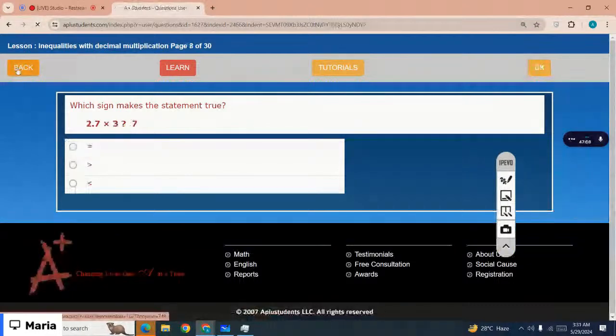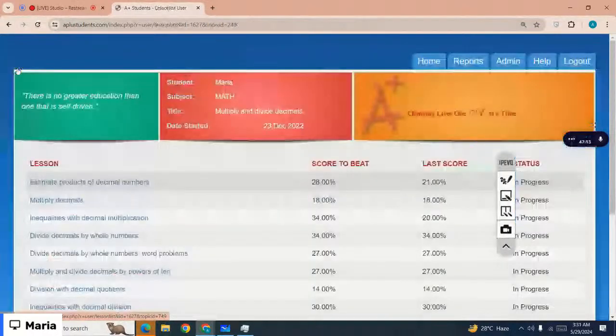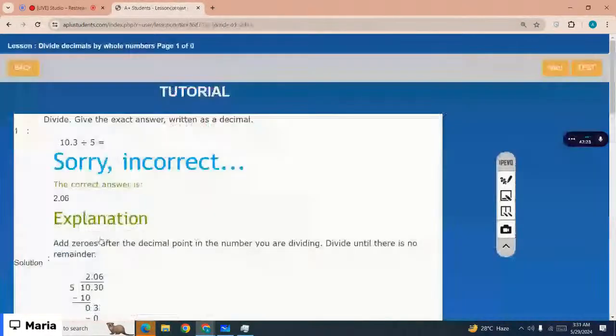Let me just move on to the next example and the next lesson, and the next lesson is divide decimals by whole number. So let's just see how we divide the decimals by the whole numbers. 10.3 divided by 5. Multiply like you don't have any decimal point, right?